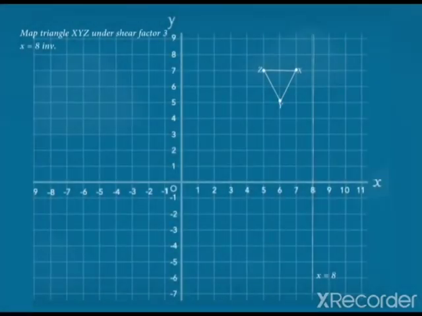Another example, map the image of triangle XYZ under a shear factor 3 with x is equal to 8 invariant. We start with point X. Perpendicular distance from the invariant line is negative 1. S is 3. Displacement is minus 1 times 3, giving us minus 3. So we move 3 units downwards.